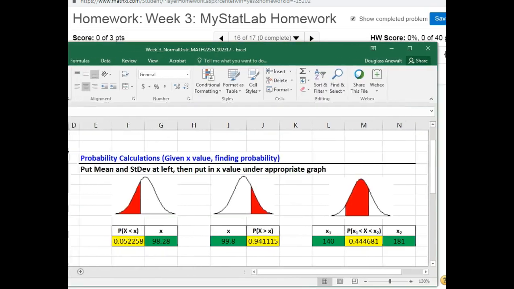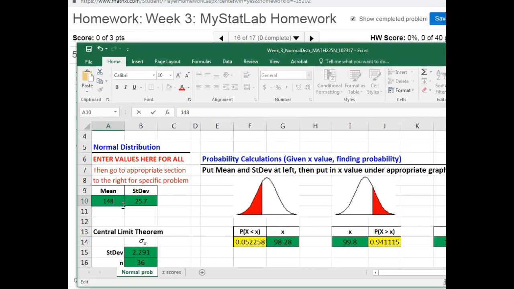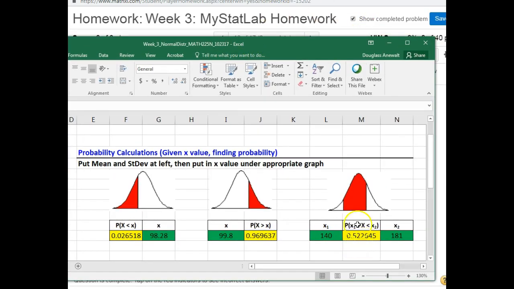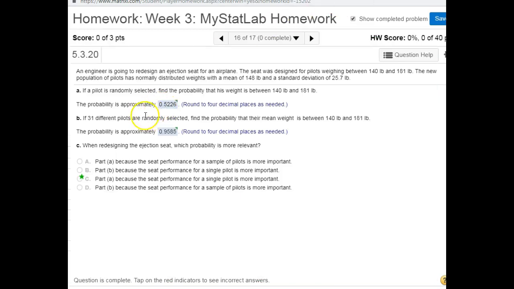And I see my answer is off slightly there because I typed in the wrong mean. It was 148, not 140. Correcting that gives you the correct probability that we were looking for.